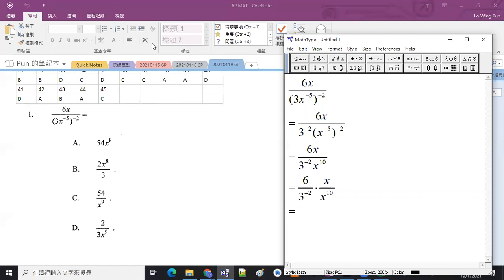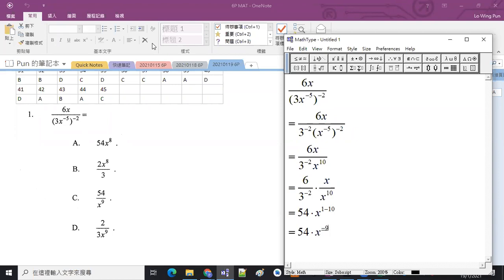6 divided by 3 to the power negative 2. Okay, so I think it should be 54. And then, so the columns of the letters will always be subtraction of the indexes. Okay, x divided by x power 10 becomes x to the power 1 minus 10. So that should be x to the power negative 9.